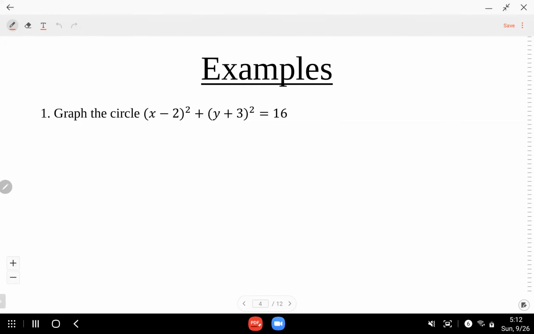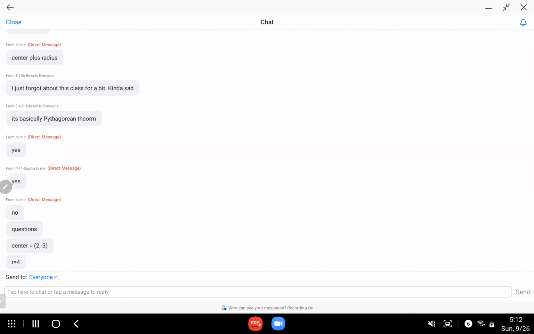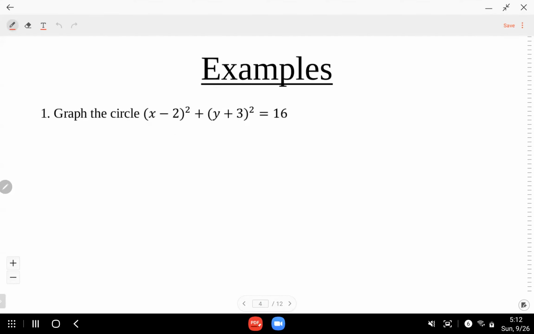Are there any answers? The center is 2, -3, and r is equal to 4. Very good. So how are we going to find this? We take this and this, and that will be our center. So our center is going to be 2, -3.